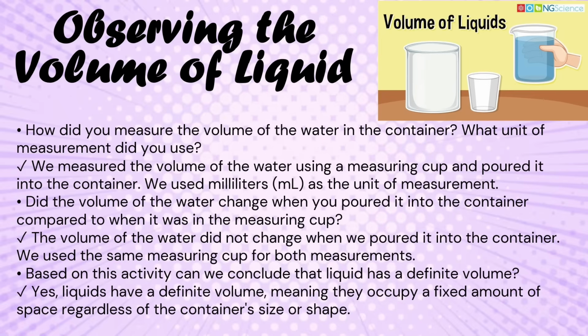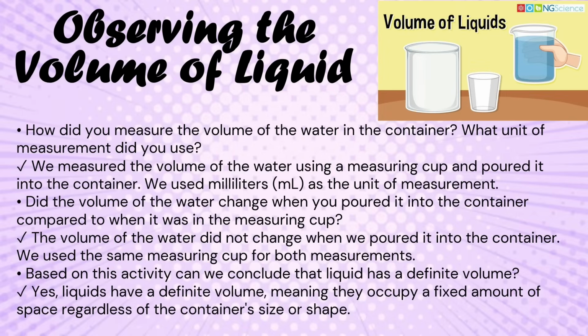Alright, so did the volume of the water change when you poured it into the container compared to when it was in the measuring cup? The volume of the water did not change when we poured it into the container. We used the same measuring cup for both measurements. Based on this activity, can we conclude that liquid has definite volume? Yes, liquids have definite volume, meaning they occupy a fixed amount of space regardless of the container's size or shape.